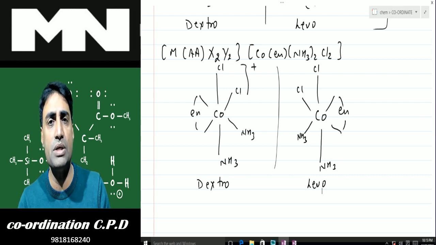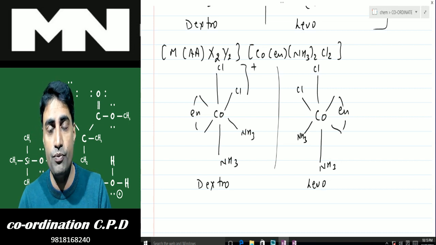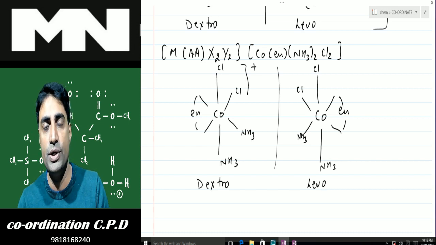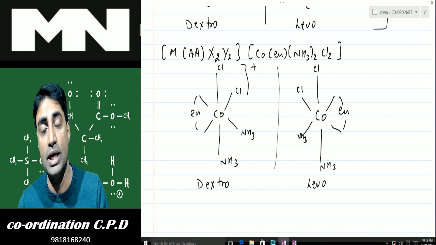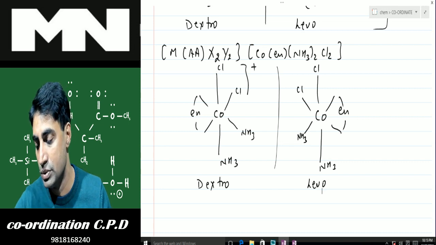So with this, we have finished up with the isomerism of coordination compounds, and that is all we will do for this class. In the next class, we'll be doing CFT and IUPAC nomenclature of coordination compounds.